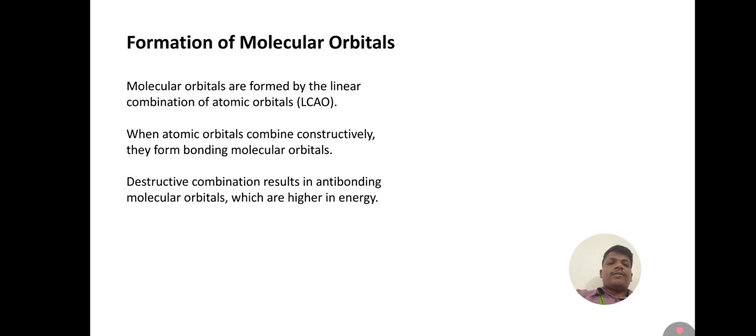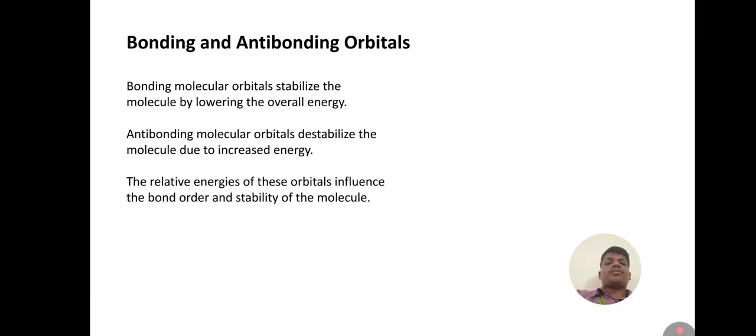Next, formation of molecular orbitals. Molecular orbitals are formed by the linear combination of atomic orbitals. When atomic orbitals combine constructively, they form bonding molecular orbitals. Destructive combination results in anti-bonding molecular orbitals, which are higher in energy.